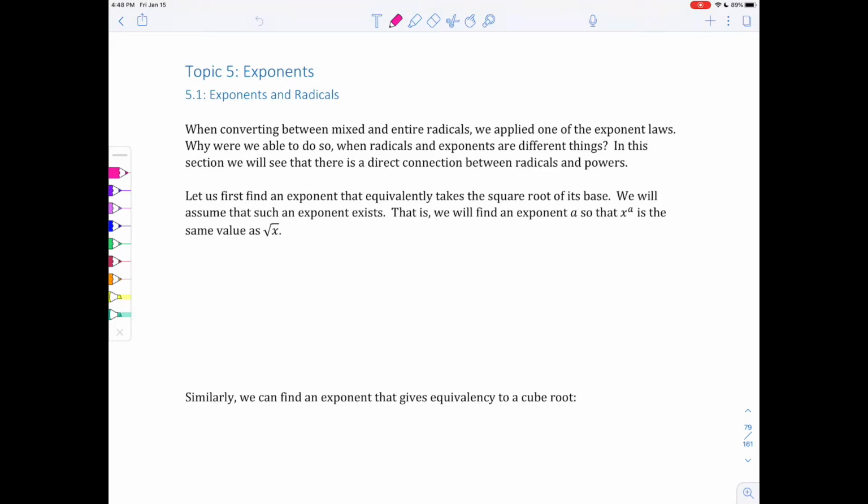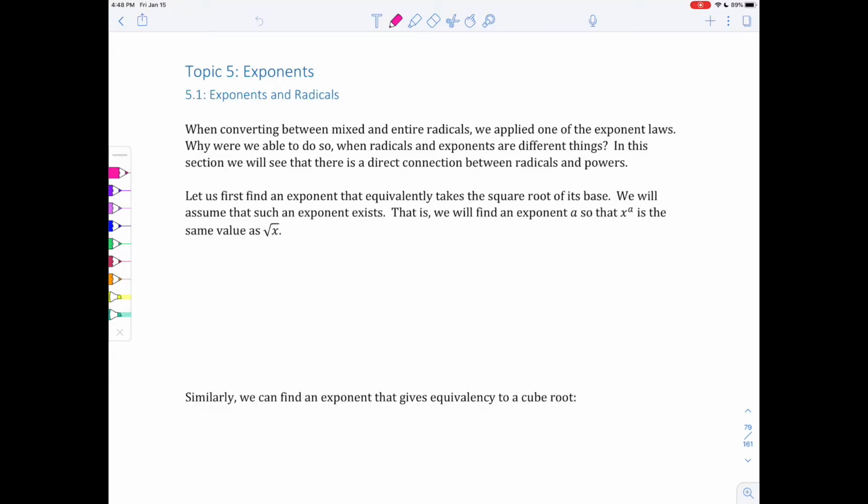When we converted between mixed and entire radicals, we used exponent laws. We said, yep, we can just do that. But aren't radicals and exponents different things? Thing is, there's actually a direct connection between them. And it's pretty wicked. Some might even say radical.